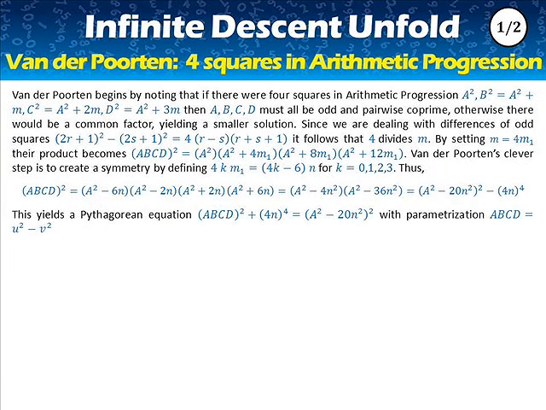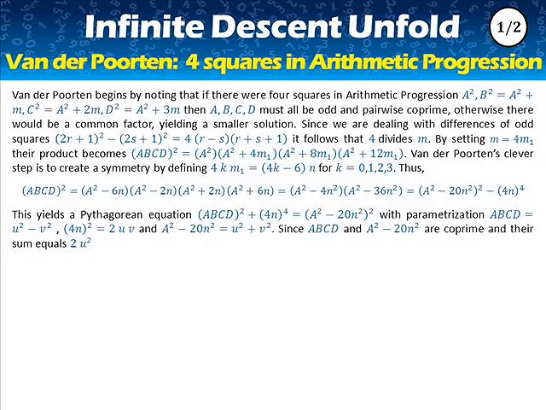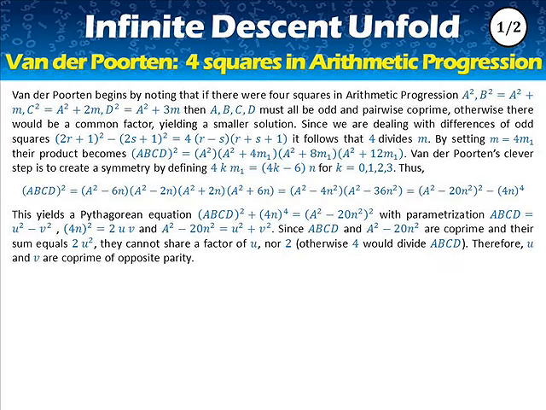abcd equals u squared minus v squared, the square of 4n equals 2 times u times v, and a squared minus 20n squared equals u squared plus v squared. Since abcd and a squared minus 20n squared are co-prime and their sum equals 2 times u squared, they cannot share a factor of u, nor 2. Otherwise, 4 would divide abcd, which is odd. Therefore, u and v are co-prime of opposite parity.